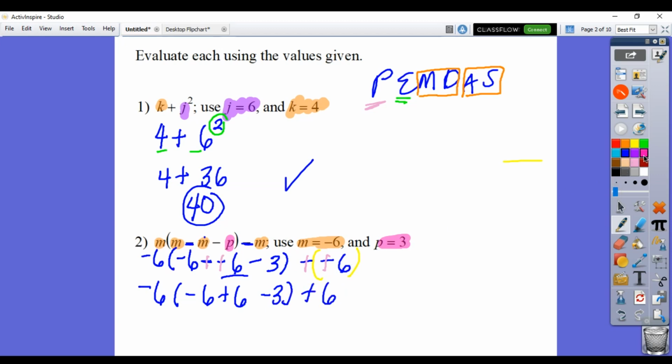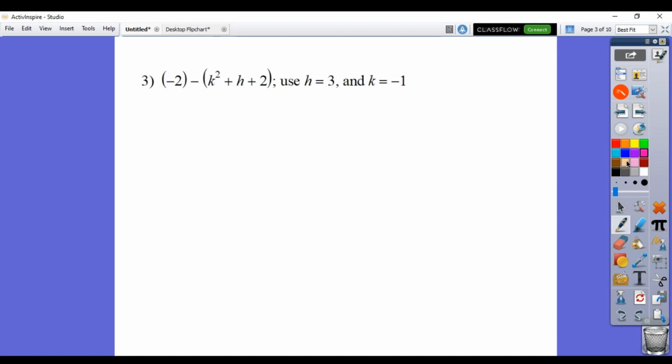Again, we have to understand that the negative 6 right here is outside the parentheses. So we will focus first inside the parentheses. What's negative 6 plus 6? They're completely inverse, additive inverse, which will be 0. So this will be just negative 3. So negative 6, negative 3 plus 6. Negative 6 times negative 3 will give you a positive 18. And then you're going to have a plus 6 outside, which will be equal now to 24. Kaboom. One more.